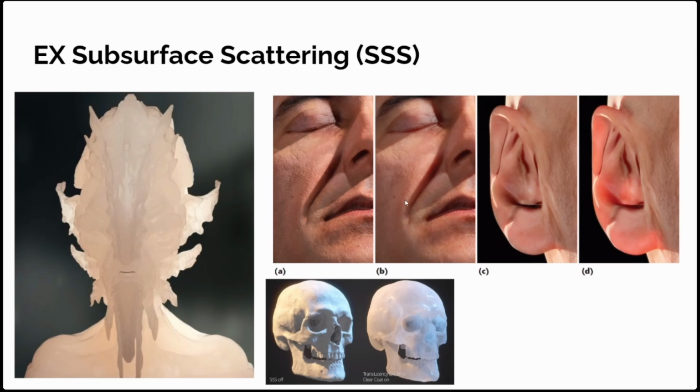But you can see around here, on the nose, the eyelids, the really thin parts of the skin, it just kind of softens the way the light is taken in. And that's a huge thing for getting skin to not look like it's made of plastic.